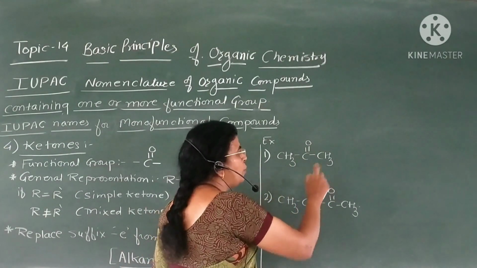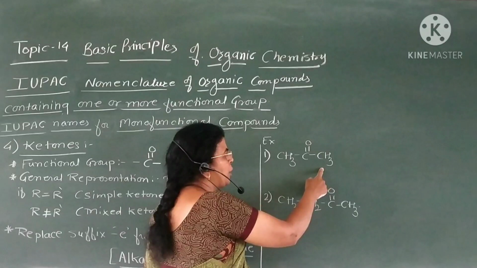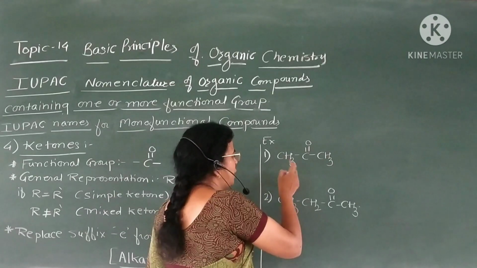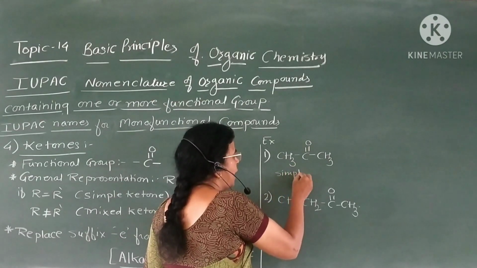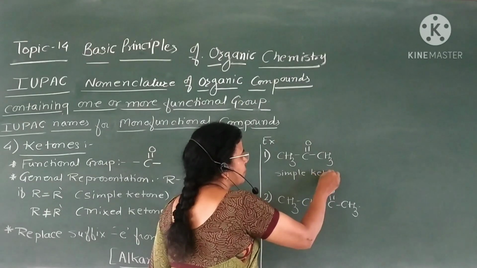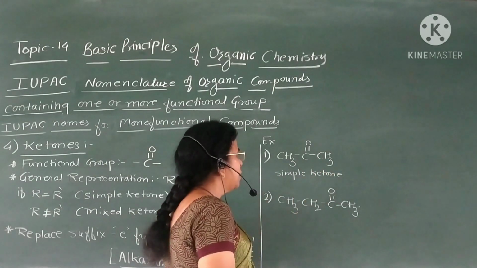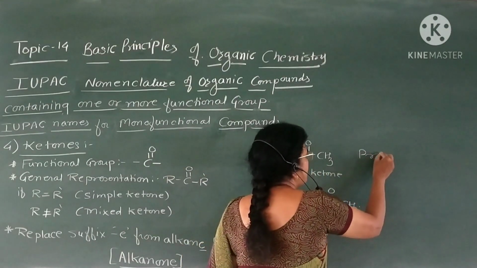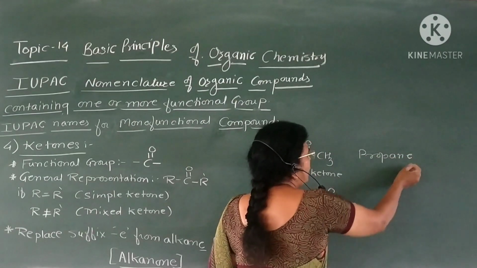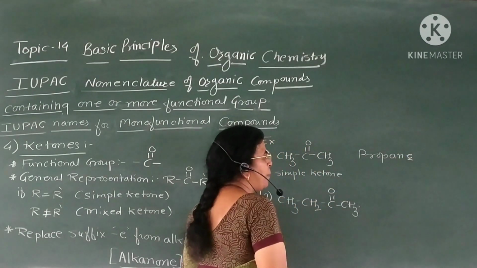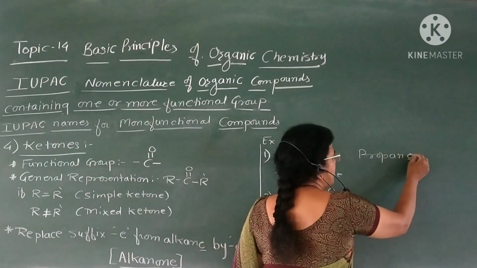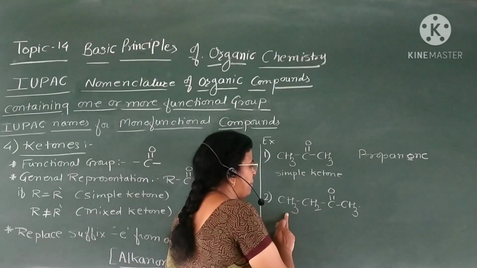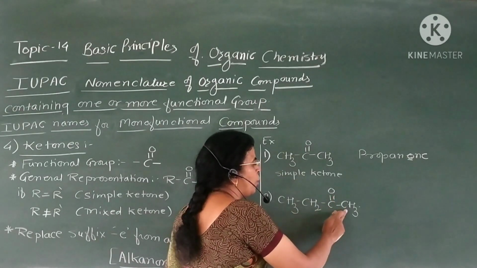CH3, C double bond O, CH3. Now it is a simple ketone because both these alkyl groups are similar. This is methyl, this is also methyl. Therefore it is a simple ketone. Now the name of this ketone: there are 3 carbon atoms, therefore the parent alkane becomes propane. Now replace the E from propane by ONE due to the presence of this ketonic functional group, C double bond O. Now second example, CH3, CH2, C double bond O, CH3.